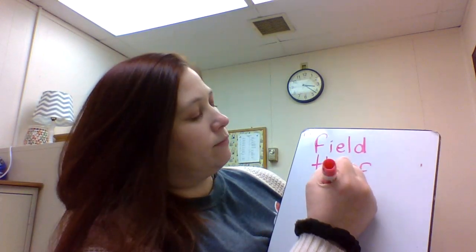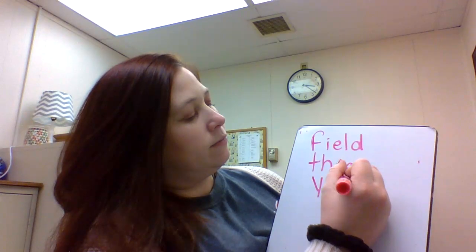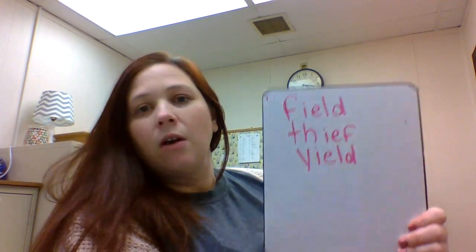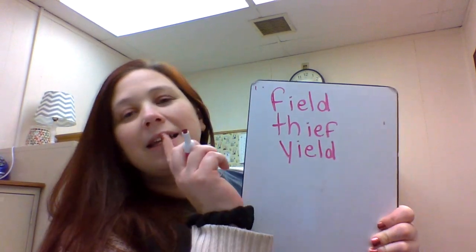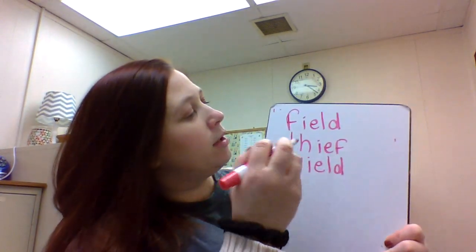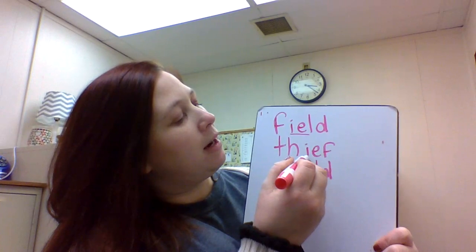All right. Let's look at these words. Field, thief, and yield. Field, thief, yield. We're hearing that E sound in there, and what letters are you seeing that make that E sound? It's that I-E.